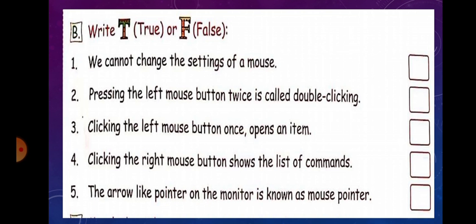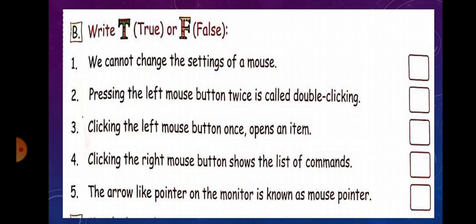Next question, B, write true or false. T for true and F for false. So dear children, first one, we cannot change the setting of a mouse, and the statement is false because we can change the setting of a mouse by flipping the right and left button of a mouse.